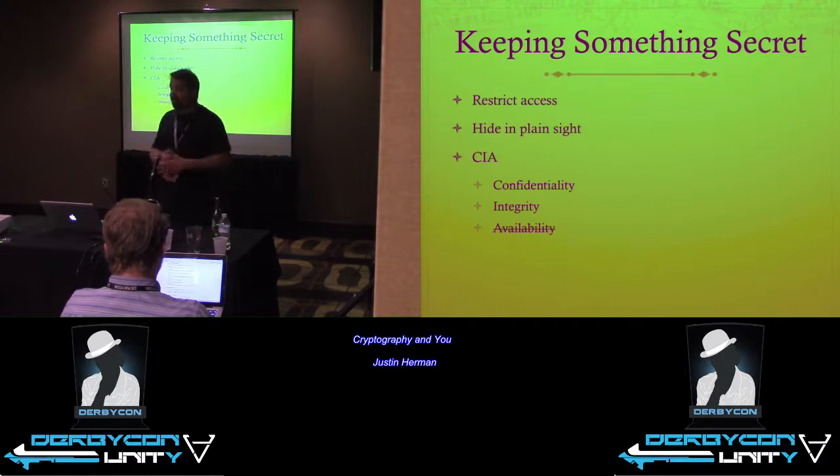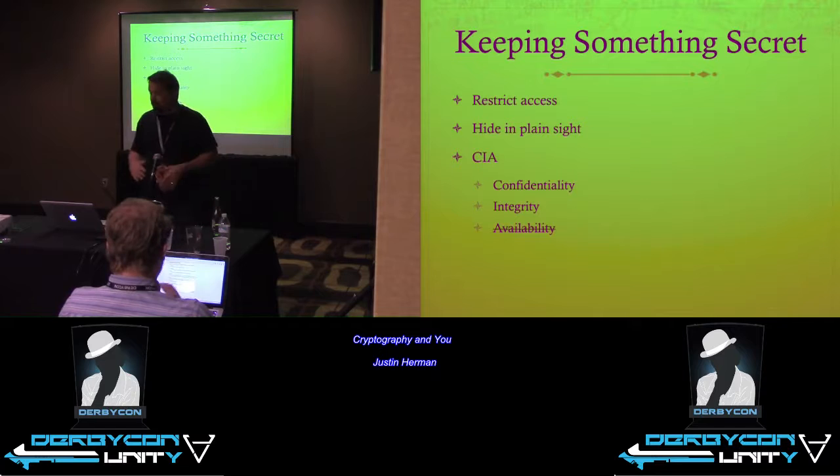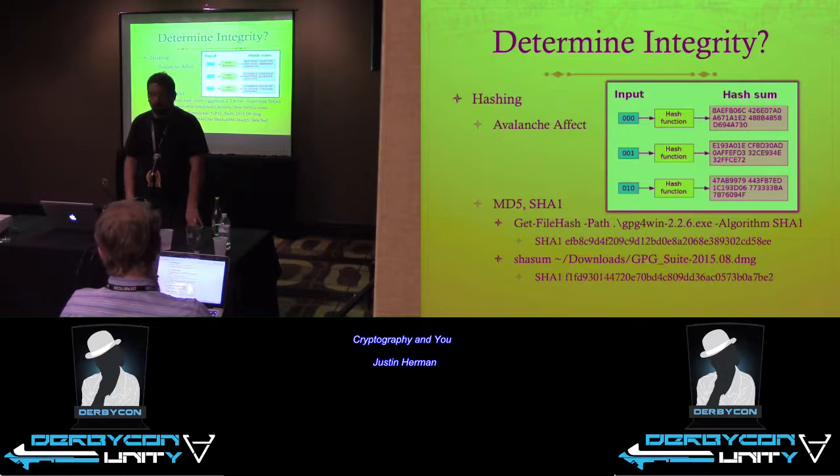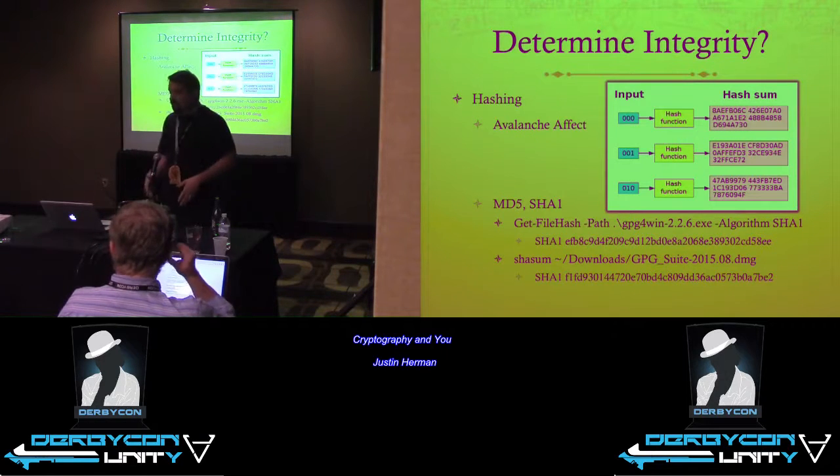We can also hide something in plain sight, and that's what we're going to talk about more here. That's the second concept we get with cryptography: providing confidentiality and also integrity. That's going to allow us to have features like non-repudiation. We determine integrity by commonly using avalanche effect hashing, which allows us to verify that the input we're providing to a particular hash function results in the same hash sum.